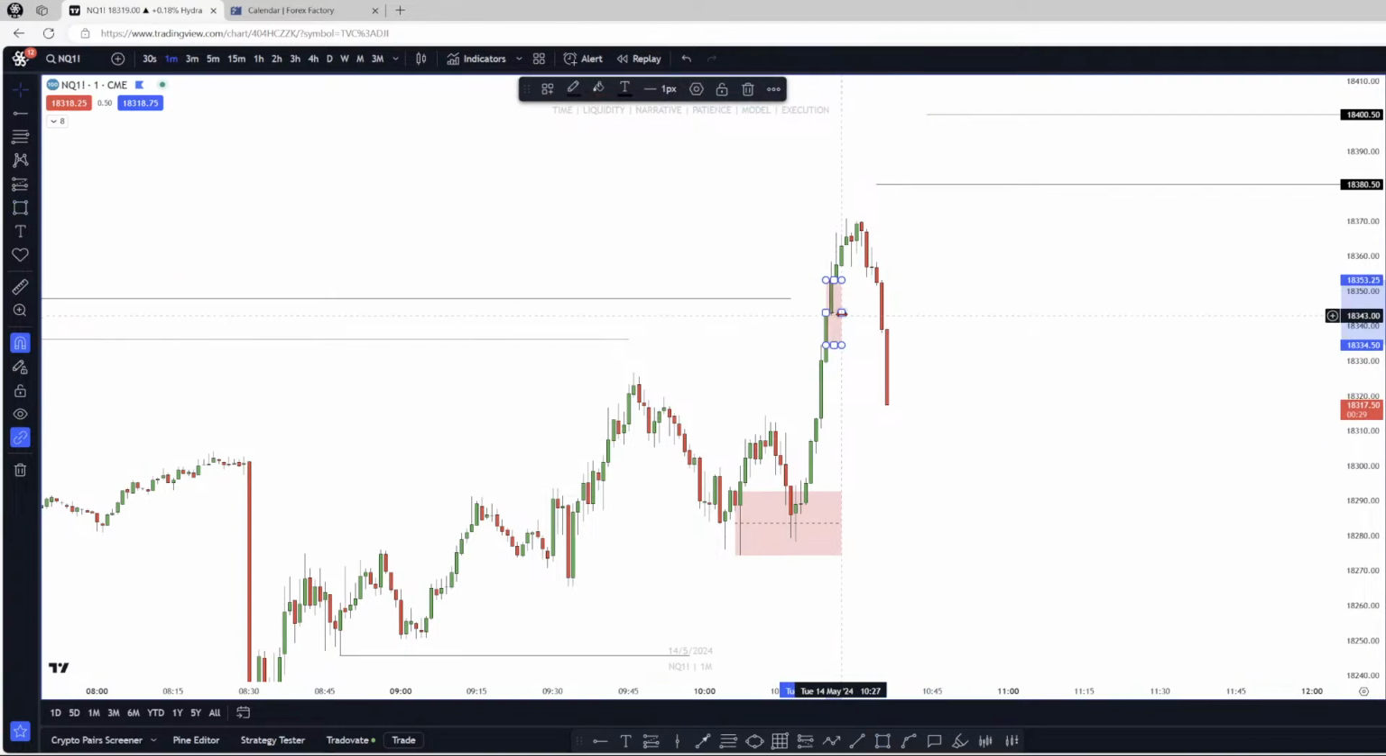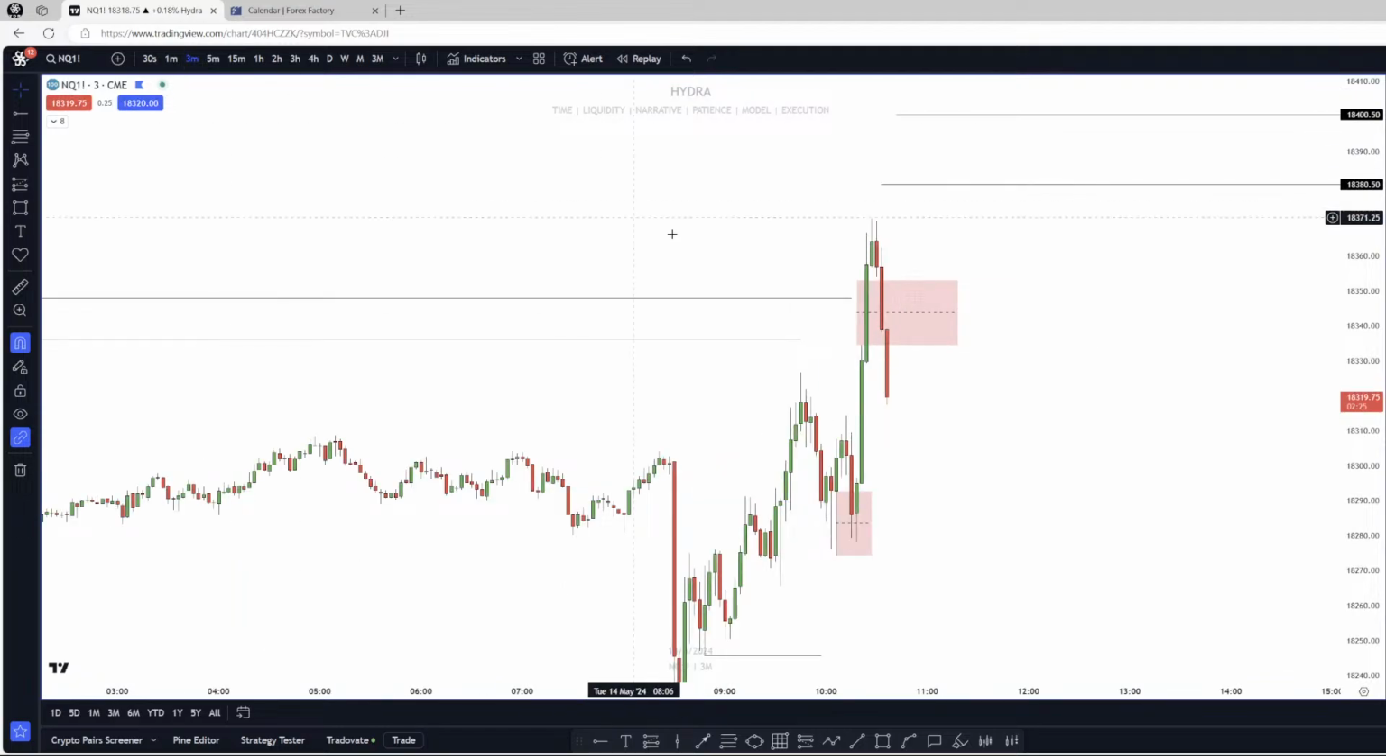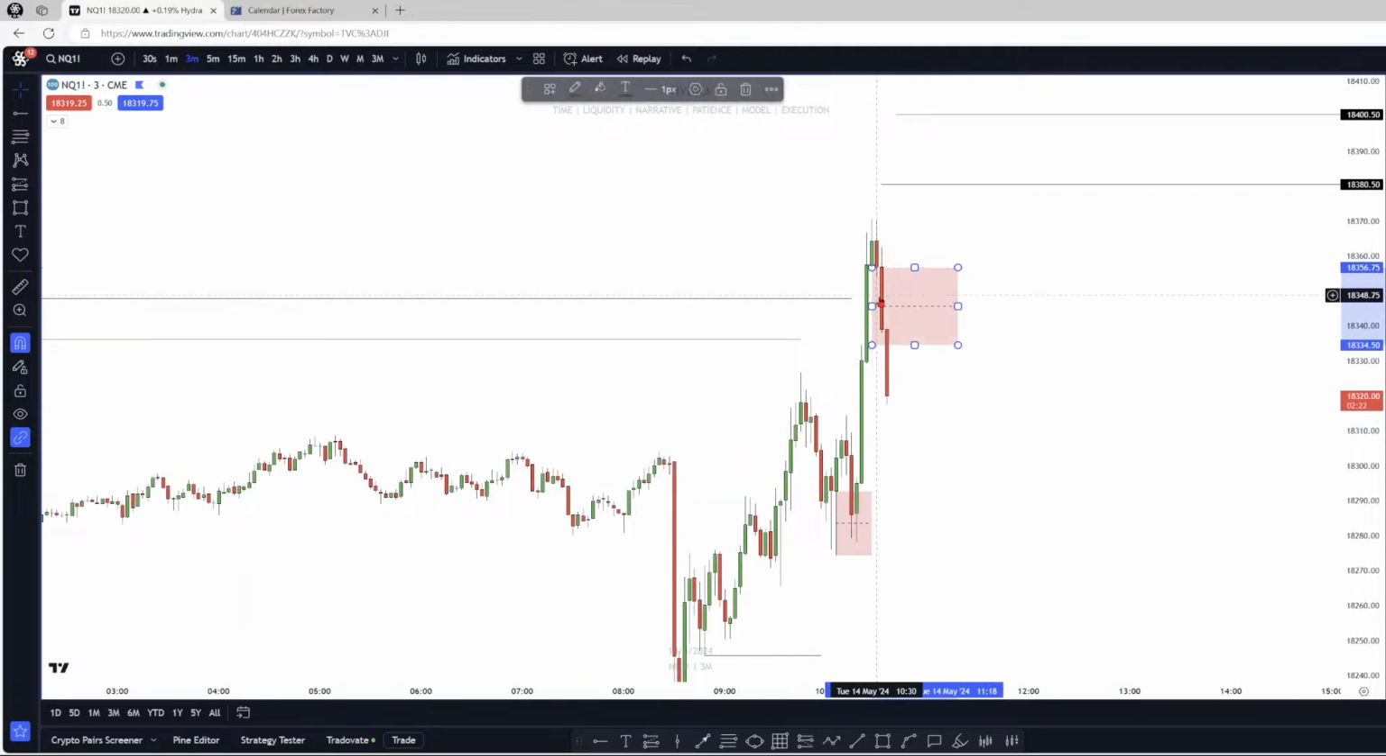Can we use this inversion? We closed below on 3-minute chart. Yes, we have this on 3-minute as well. Coming at a key level, so inversion. Froze again. Come on.